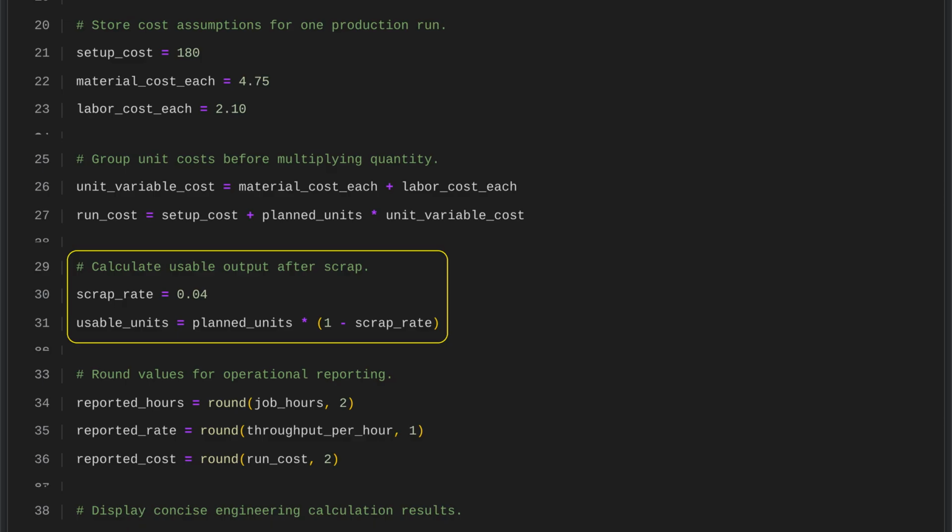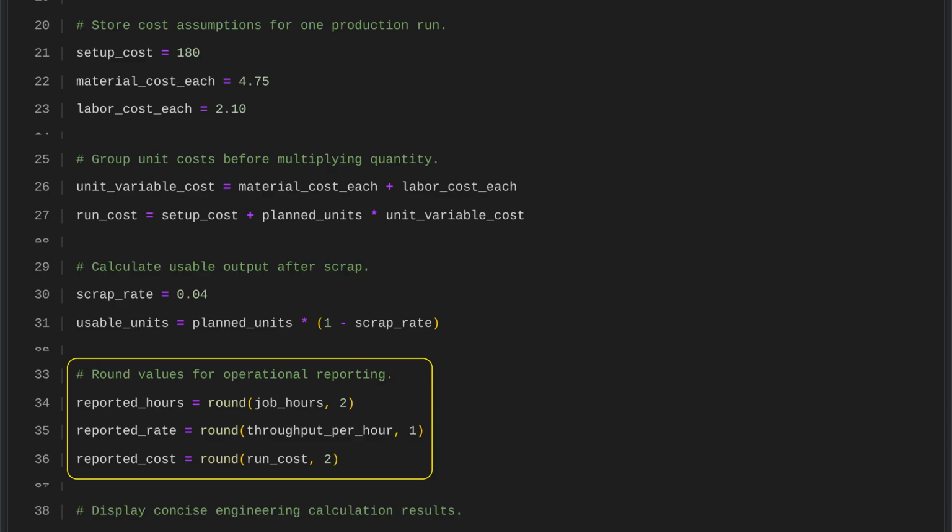The scrap rate is set at 4%, meaning that this share of planned units is expected to be unusable. To estimate usable units, reduce the planned quantity by that scrap percentage. This gives the expected number of units available after defects or waste are accounted for.